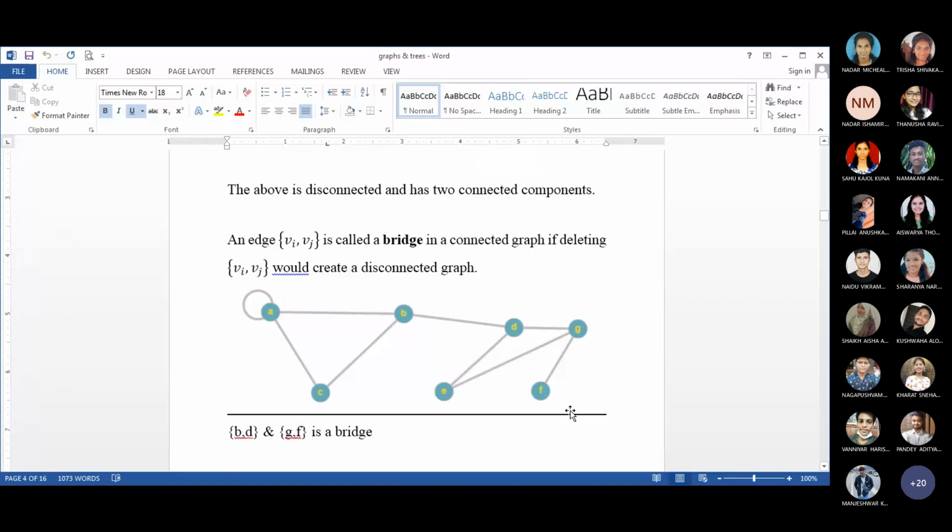In this diagram, we had seen last time that there are two bridges. One is the edge between B and D, and another one is the edge between G and F.